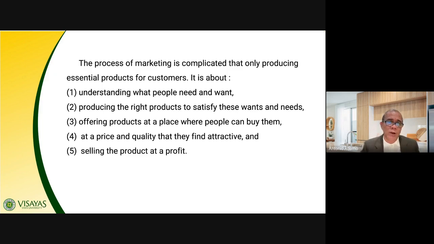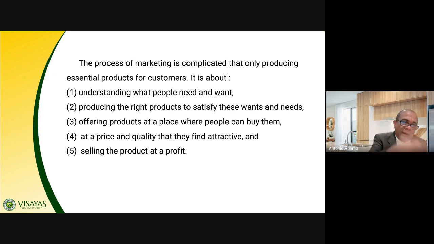Now, marketing is all about understanding what people need, theoretically. These are basic stuff from Kotler, no? Philip Kotler. And what else? When you say marketing, it is producing the right products to satisfy the needs and wants of your customer, offering the right product at a place where people can buy them, at a price and quality they find attractive, and selling the product at a profit.